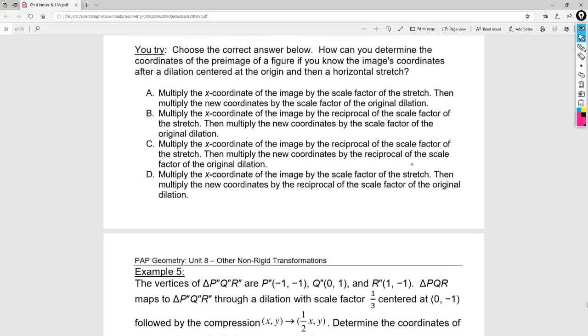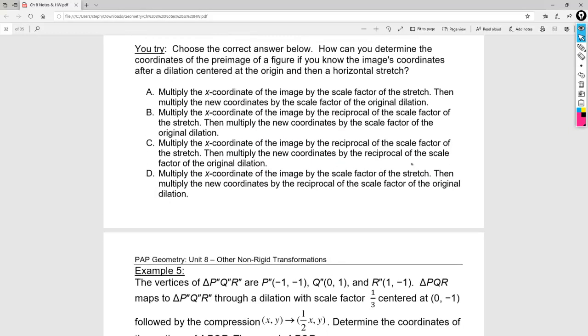Okay, so then they're asking me, how can you determine the coordinates of the pre-image if we know the image's coordinates after a dilation and then a horizontal stretch? That's the idea. Note that we did the dilation first, and then we did the horizontal stretch. So we're gonna have to go backwards. We would do the horizontal stretch first, and then we would deal with the dilation.